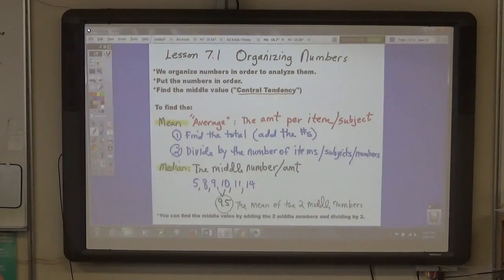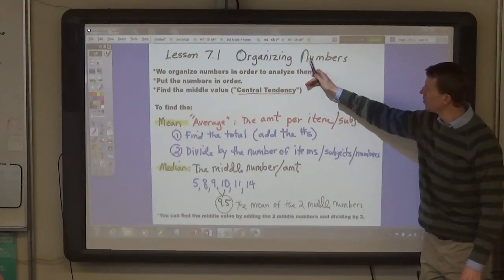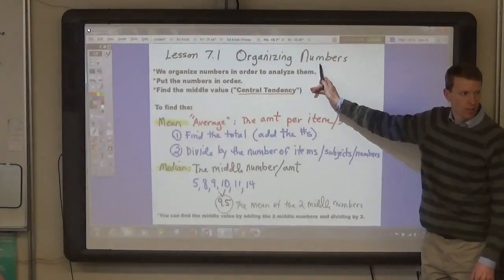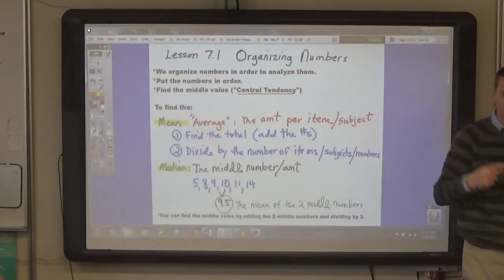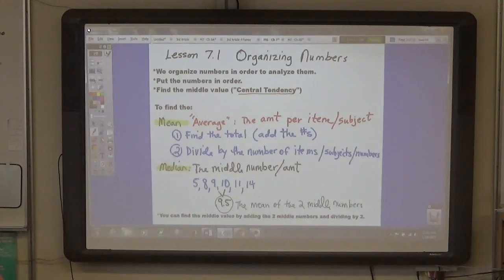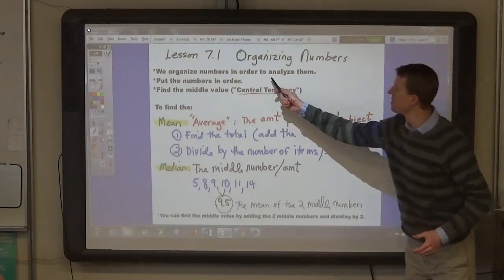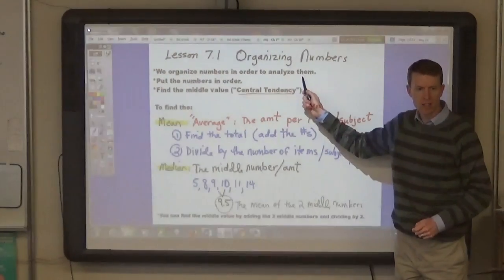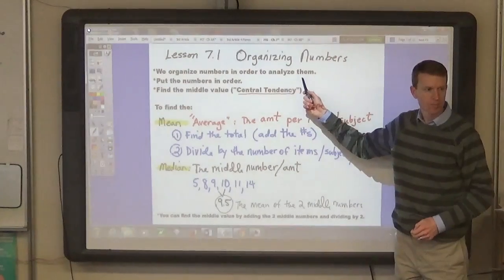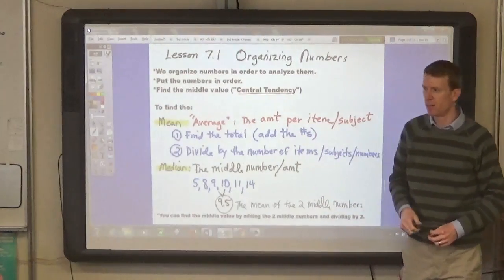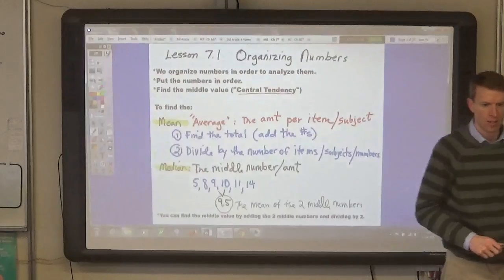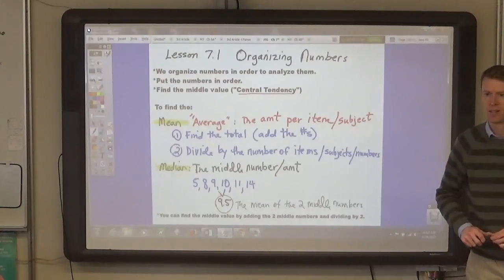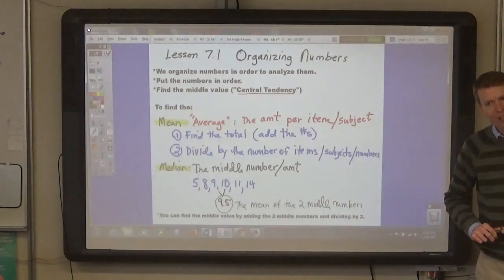Okay, in chapter 7, 6th graders, we're going to be going through all about how to organize numbers and collecting numbers through surveys and things like that. We're going to be working with numbers and analyzing them. You know what analyzing means? What do you think analyzing means? Like, getting it? Getting it, okay?